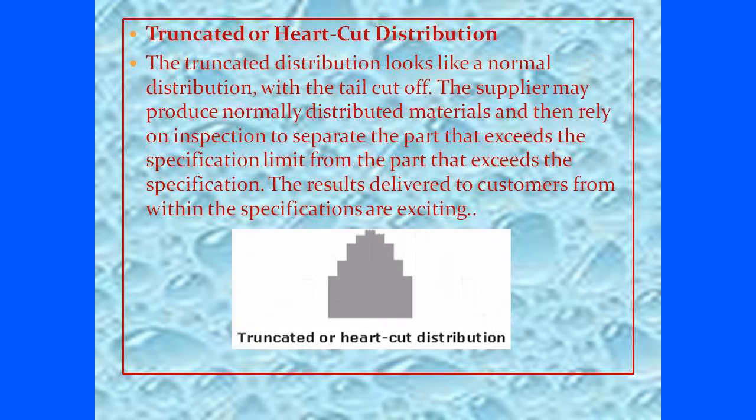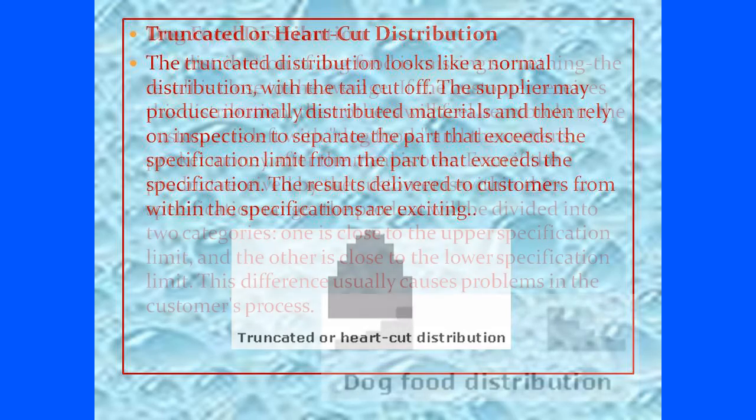Next is the truncated or hard cut distribution. The truncated distribution looks like a normal distribution with the tail cut off. The supplier may produce normally distributed material and then rely on inspection to separate the parts that exceed the specification limit from the parts within the specification. The result delivered to the customer is only what is within the specifications.